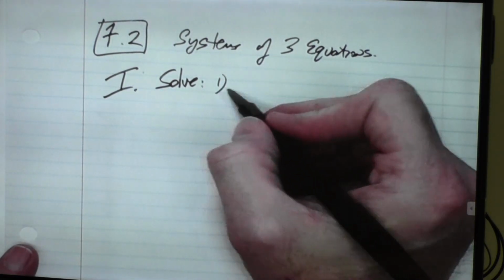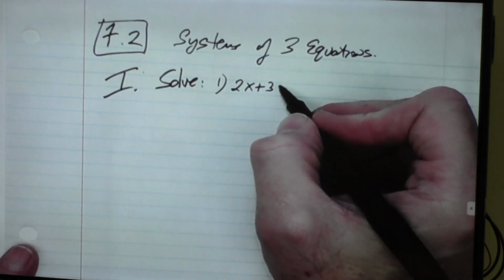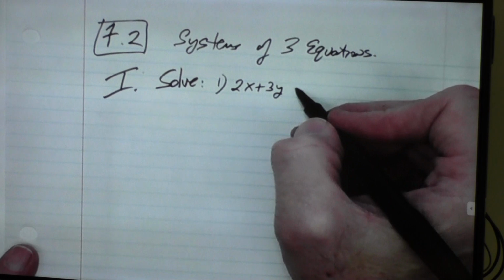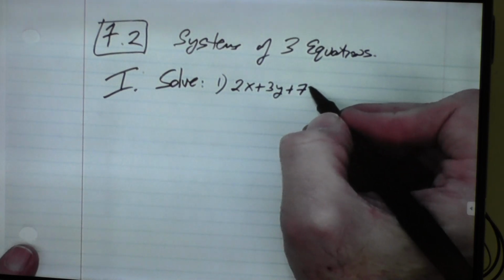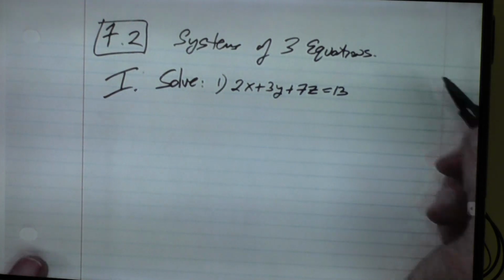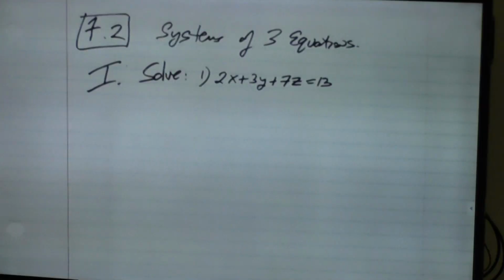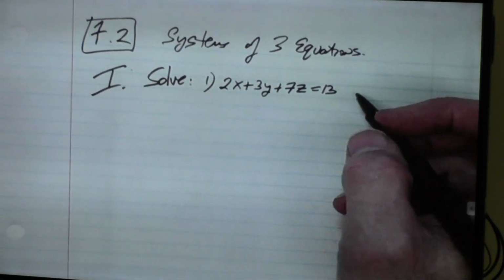The first one is 2x plus 3y plus 7z equals 13. Now, you want to have enough space here. If you're down near the end of the page, middle of the page might be okay because you write smaller than me. But I ended up doing a full page for this, and that's what I'm going to do here. So you may want to make sure you have room or be ready to move to another page if you finish. But let's see how we go here.